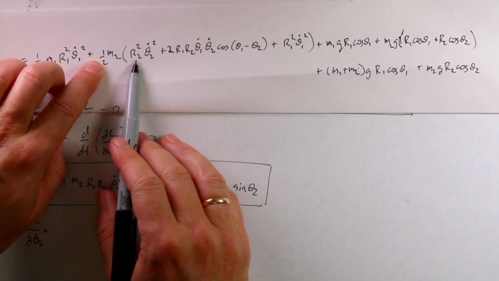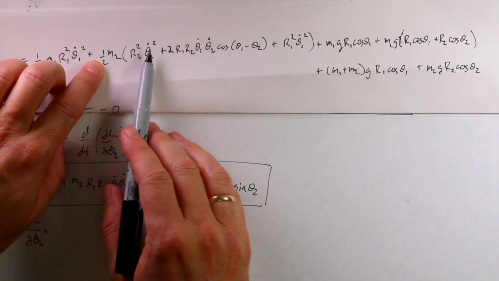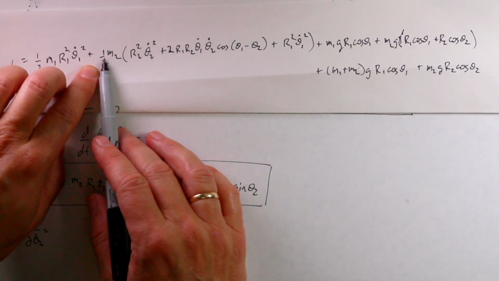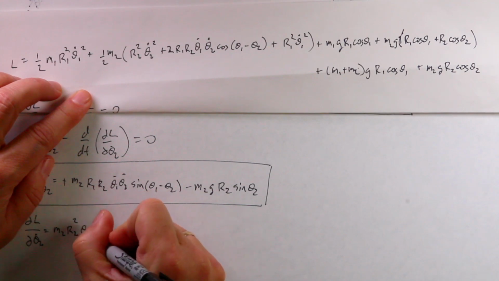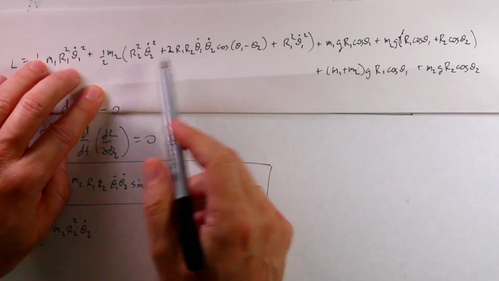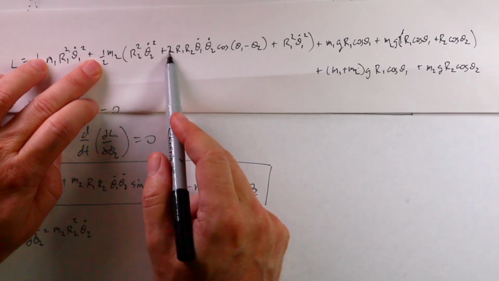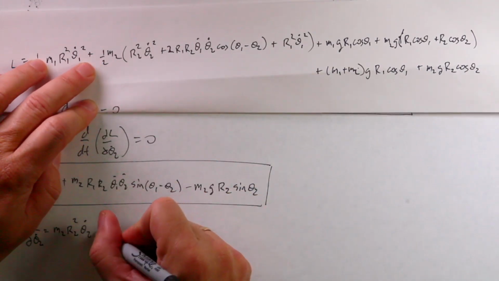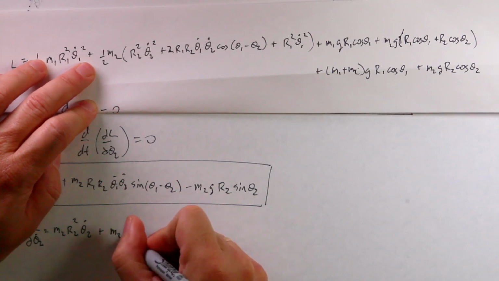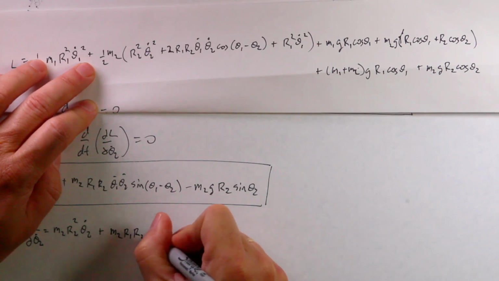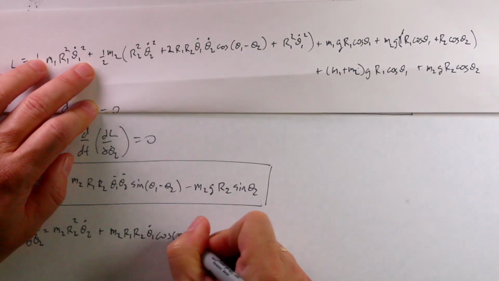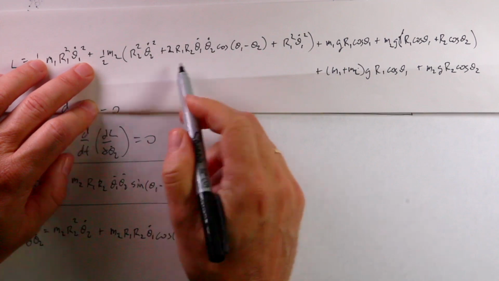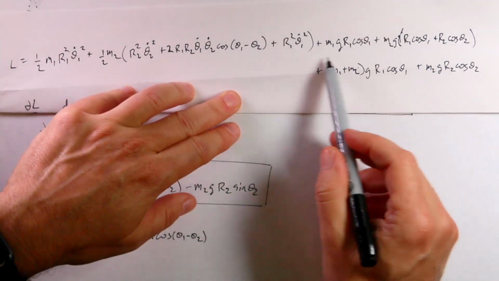So I get, taking the derivative, the 2 comes down front, and I get the 2 over 2. So I get m2 r2 squared theta 2 dot. Here's another theta 2 dot. The 1/2 and the 2 cancel. So I get plus m2 r1 r2 theta 1 dot. The partial of L with respect to theta 2 dot is just 1, so that just goes away. And then I get cosine of theta 1 minus theta 2. And I'm looking for more theta 2 dots, and there's no more.